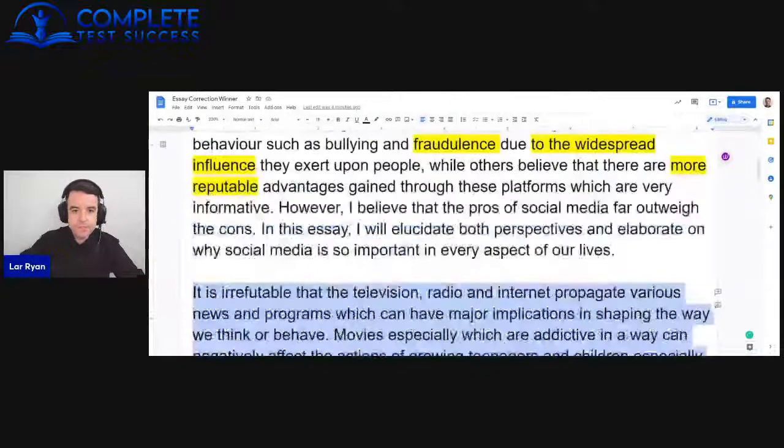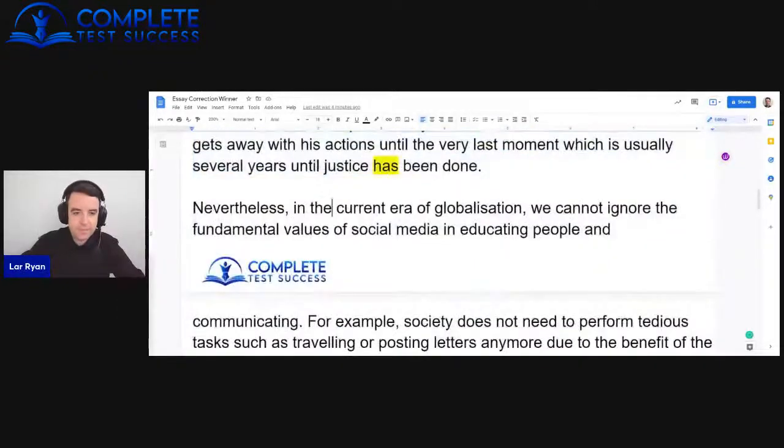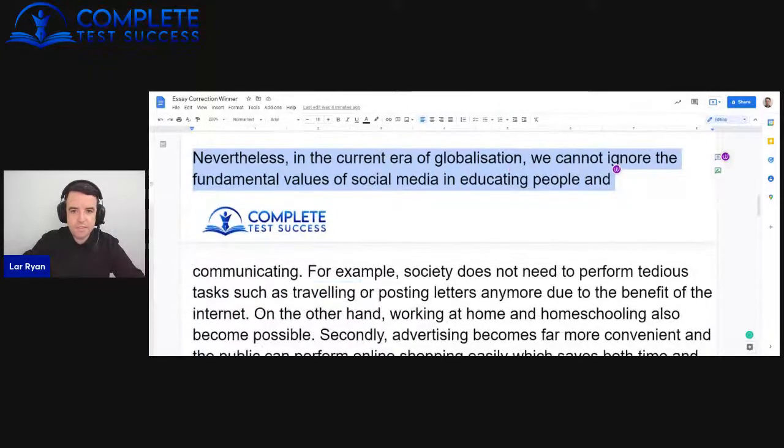Okay. So next paragraph. Nevertheless, in the current era of globalization, we cannot ignore the fundamental values of social media in educating people and communicating.